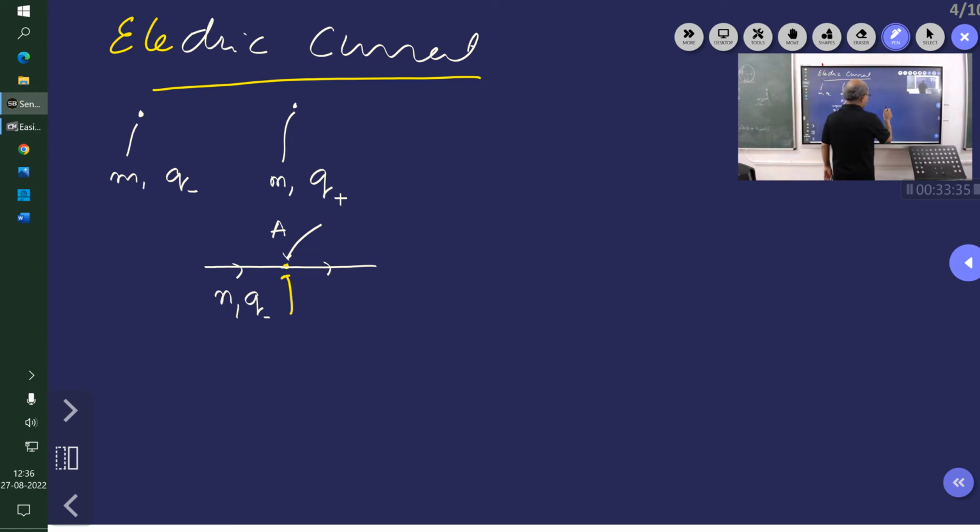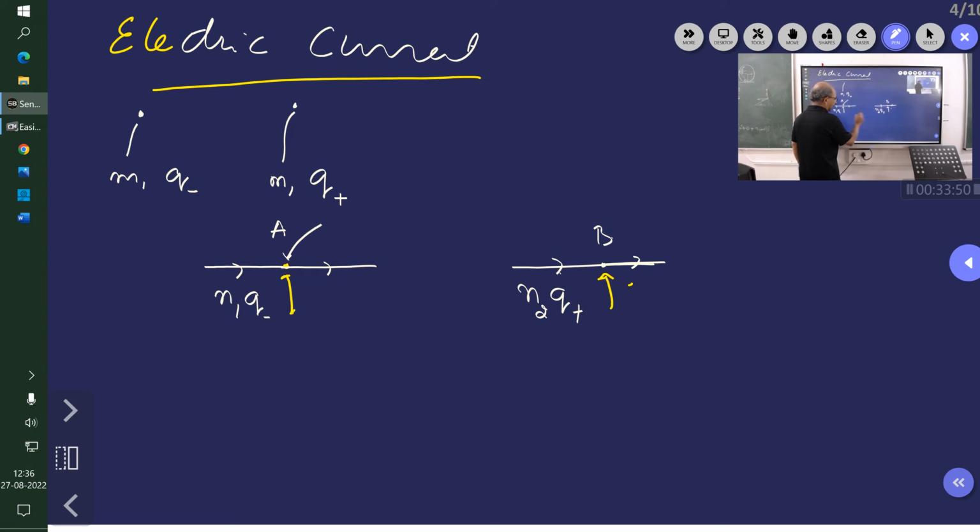Similarly, if I choose some other point B, and this time I make N2 Q plus charges cross this point B, then also I say there is electric current here. At both these points there is electric current. The difference is, when negative charges are crossing this point, the direction of the electric current is like this. And when positive charges are crossing like this, the direction of the electric current, I being the symbol for electric current, is the same as the positive charges. It is the convention used. Please understand, convention used.